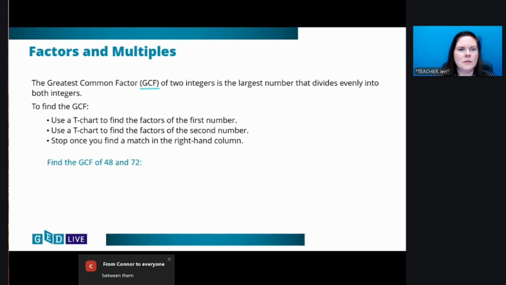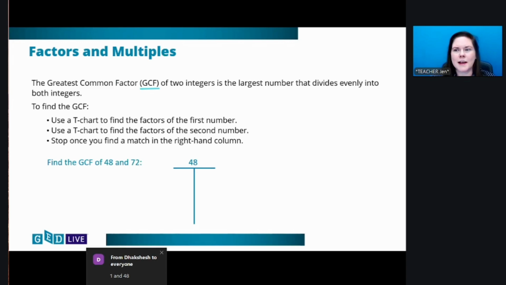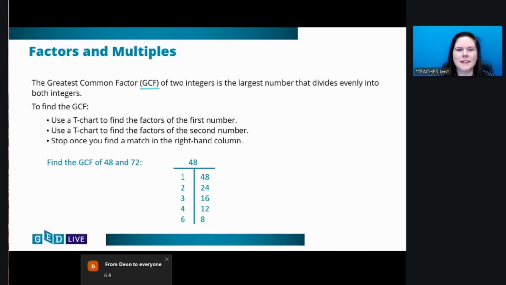Okay, so let's find the GCF of 48 and 72. We're going to start with the T-chart for 48. So please share any two numbers you can think of that multiply together to give us 48, that are factors of 48. Good, Takesh, with 1 and 48. Good start. 2 and 24. Okay. 4 and 12. Oh, I forgot 3 and 16. Yeah, 4 and 12 and 6 and 8. Now we don't have to go negatives here because we're looking for the greatest value. So the negatives are all going to be smaller. So these are all the positive factors of 48.